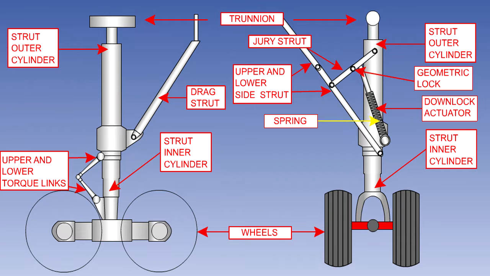If the gear is lowered without hydraulic power, then the over-centering action will be performed by an internal spring in the downlock actuator. To review the purpose of any of the components we've just mentioned, click on the appropriate label.